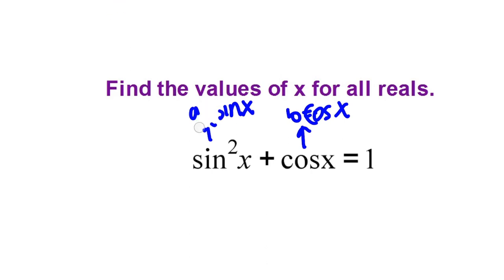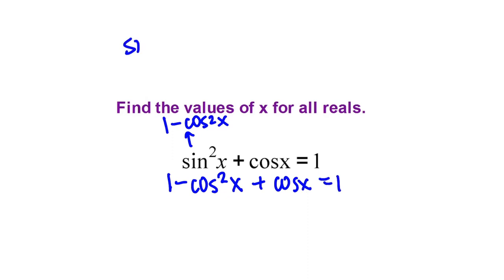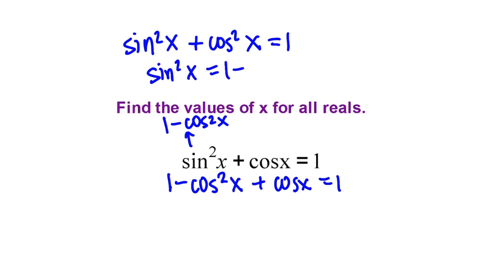But if you guys remember when we did our unit on the parametric equations, sine squared is equal to 1 minus cosine squared of x. And so we can do 1 minus cosine squared of x plus cosine of x equals 1. By the way, the reason I knew that is because remember this formula. And so if I want to solve for sine squared, I can just move the cosine to the other side, and that's what I get.